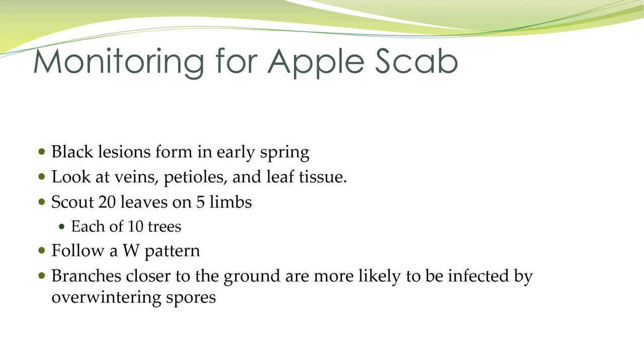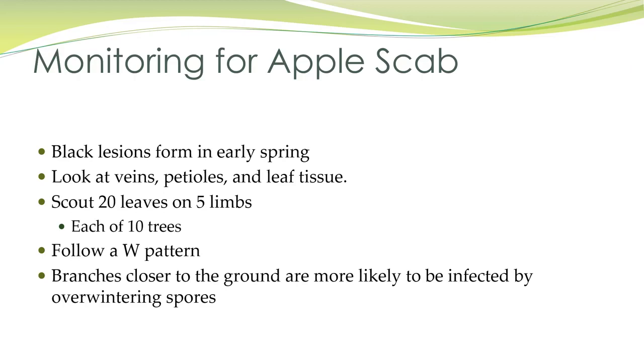So you get black lesions early in the spring. You want to look at the veins, petioles, and leaf tissue. If you've got an orchard, you're going to look at probably 10 trees. You want to look for 20 leaves on 5 limbs, and then follow a W pattern, sort of like we did with soils, when you're doing your soil sample, follow a W, so it's random.